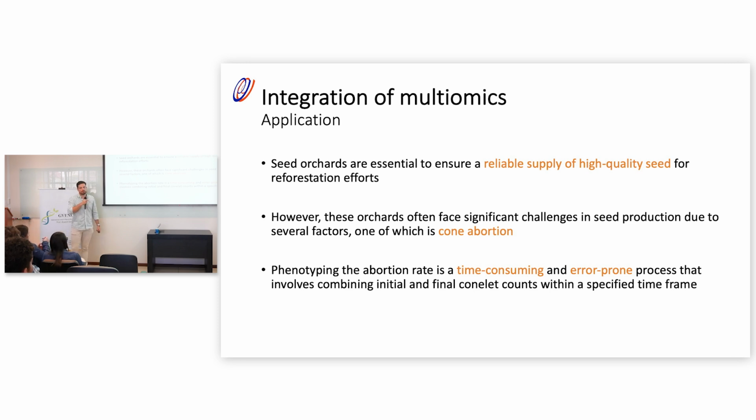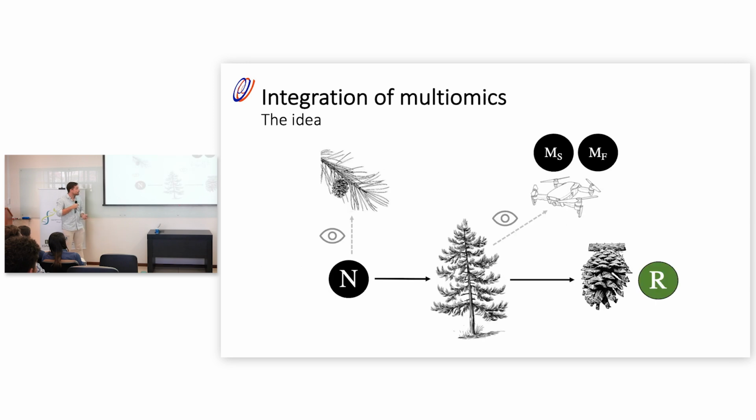They were having problems with cone abortion. They were having a lot of conelet abortion. And the problem with this trait is that it's really time-consuming and error-prone because you have to count the conelets twice, like 200, 300 conelets per tree, first in the spring, and then 3 months later at the end of the summer, and then you do the operation to get the percentage of abortion.